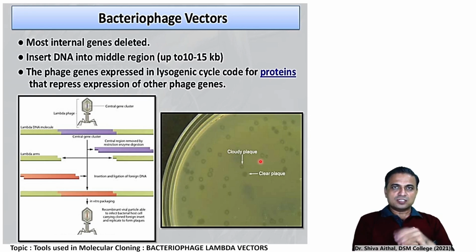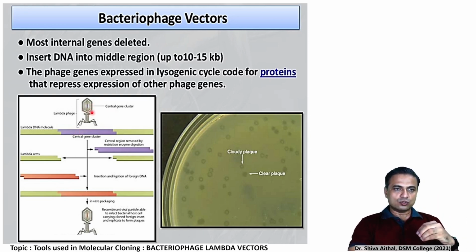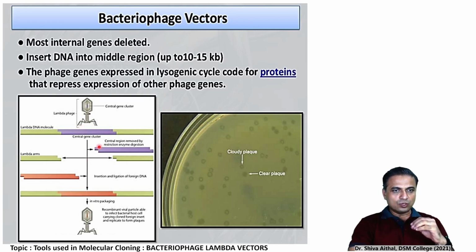Now, when these bacteriophages are used as vectors in recombinant DNA technology or molecular cloning, one interesting aspect is that most of the internal genes, the violet part as you can see, can be removed. When this lambda phage infects an E. coli host, it injects its DNA, this is the complete lambda DNA injected. There is a central gene cluster. What part is that? You will see in further slides. That can be removed. Of course, I am talking about an in vitro process.